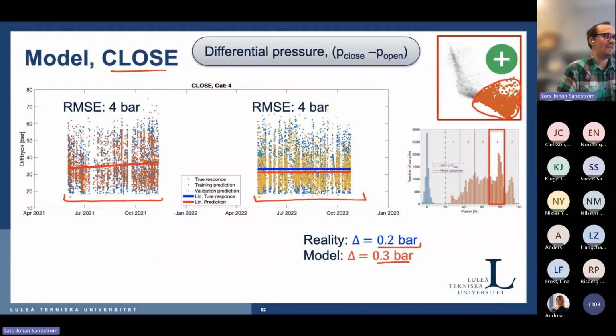But the idea is that if the reality says we increase by 0.2 bars, and the model says we are increasing even more, that would mean that friction is increased and would have decelerated a little bit. So maybe we have some friction behavior and it doesn't increase as much then. That's the idea of the model. And then we do this for all the different power categories.